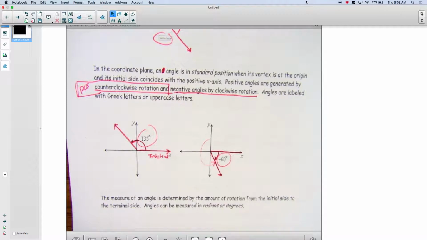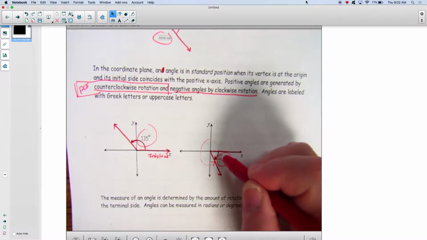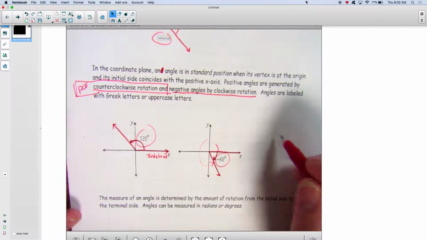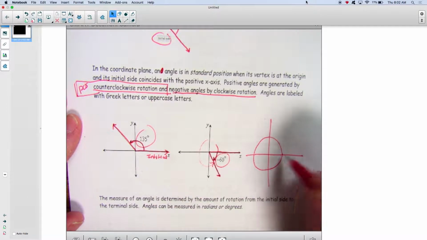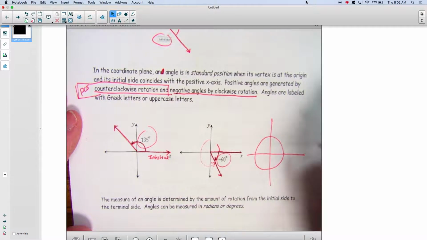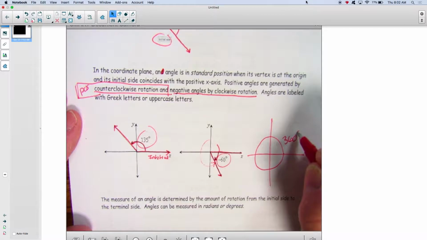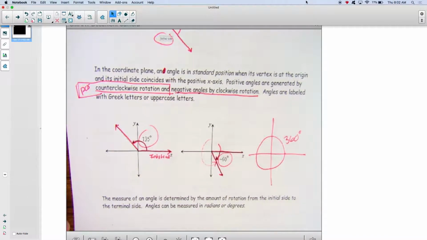The measure of an angle is determined by the amount of rotation from the initial side to the terminal side. Angles can be measured in radians or degrees. And we all know that rotating all the way around a circle gives us how many degrees? 360 degrees. You know that from geometry. Questions there?